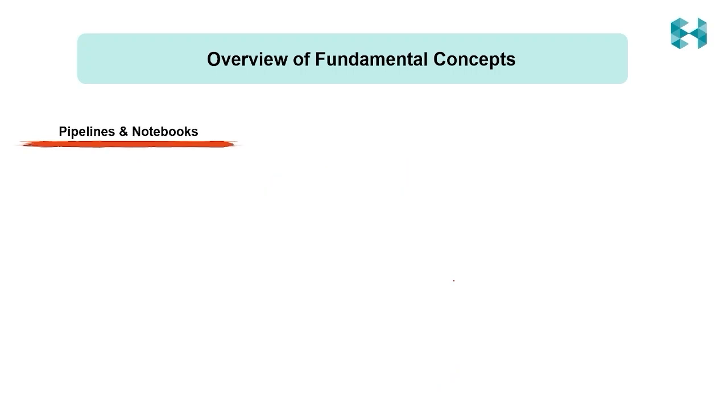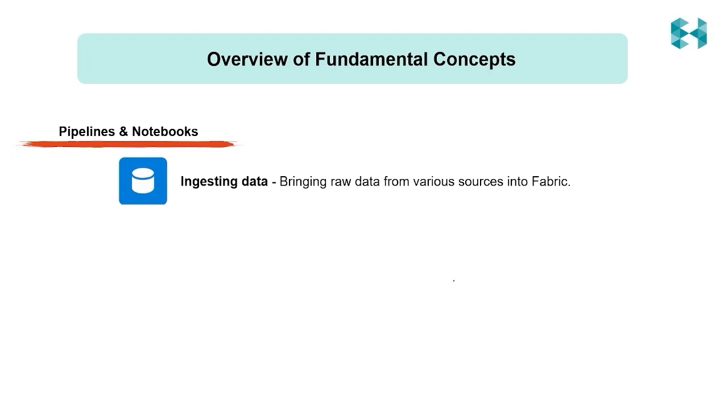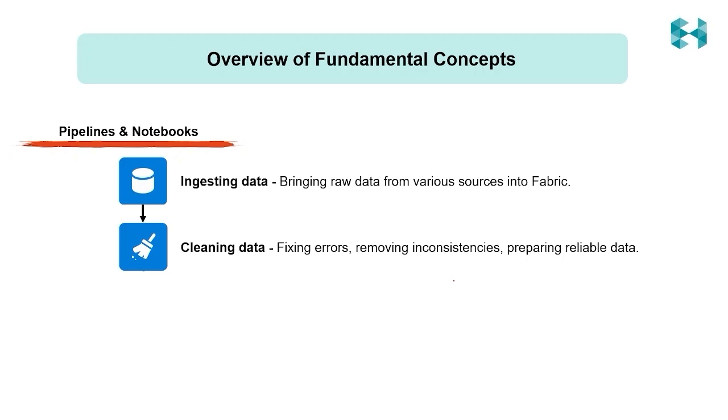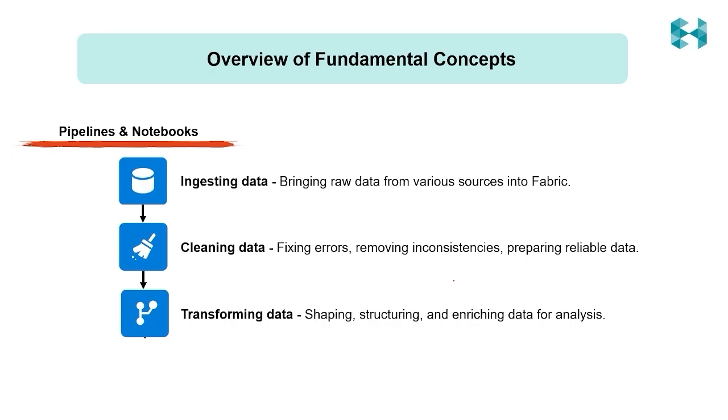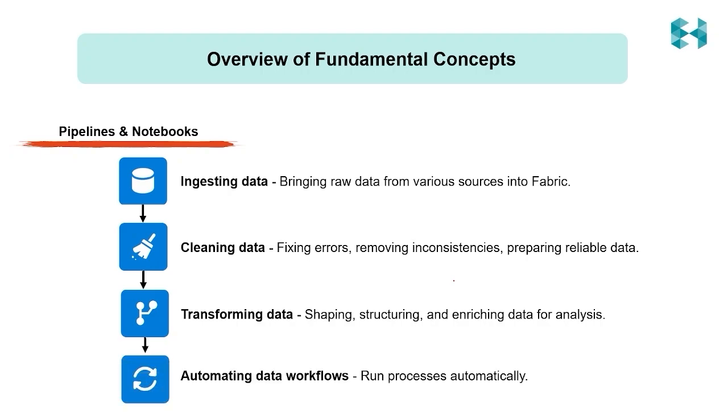Next we have pipelines and notebooks. These are used for ingesting data, bringing raw data from various sources into Fabric. Then cleaning data, fixing errors, removing inconsistencies, and preparing reliable data. Then we have transforming data, shaping, structuring, and enhancing data for analysis. Lastly, automating data workflow, scheduling and running data processes automatically without manual effort.